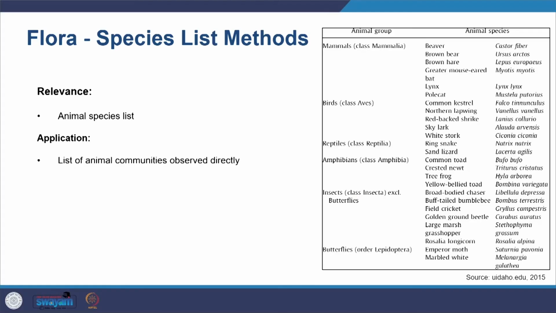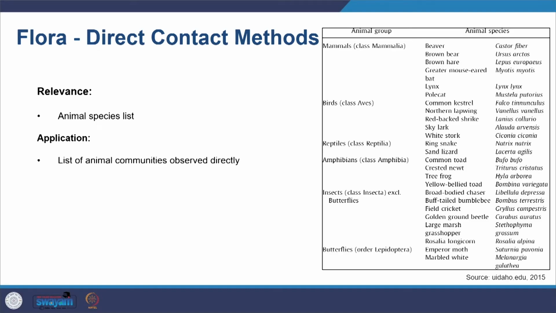That was for the flora, and now you look at the fauna. You have species list methods. You can see the range of lists which is there. Then there is the list of animal communities observed directly. With an animal species list, you can prepare a faunal resource catalog. Then you have the direct contact method, where animal communities are observed directly, and this method involves collection, study and release of animals.